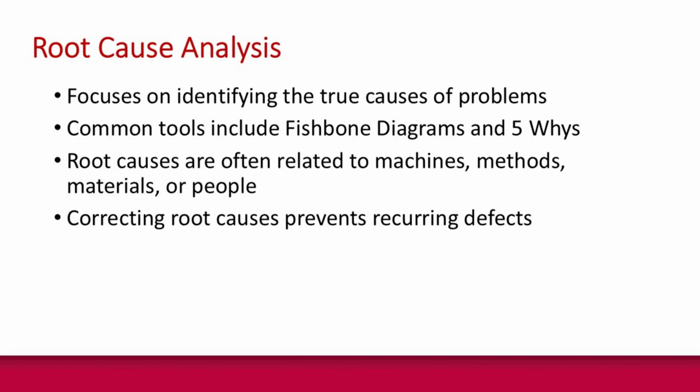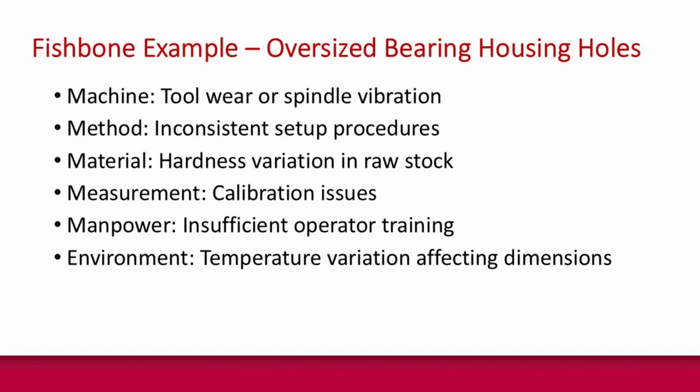Instead of repeatedly fixing the same issue over and over, root cause analysis helps organizations implement long-term corrective actions that improve the overall process. Now let's look at a fishbone diagram for the bearing housing example. A fishbone diagram, also called a cause and effect diagram, helps teams organize possible causes of a problem into major categories. The problem, or effect, in this example is oversized bearing housing holes.